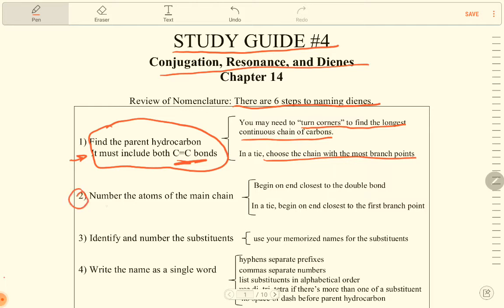Second step, number the atoms of the main chain. Begin on the end closest to the double bond, and in a tie begin on the end closest to the first branch point.